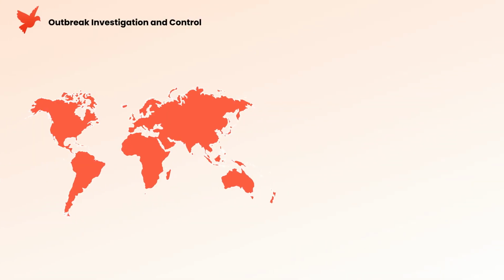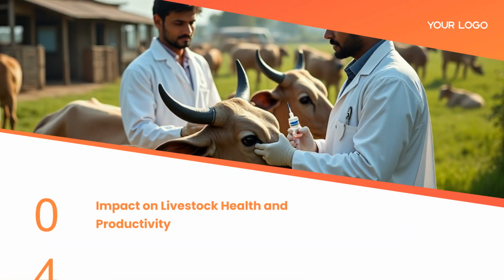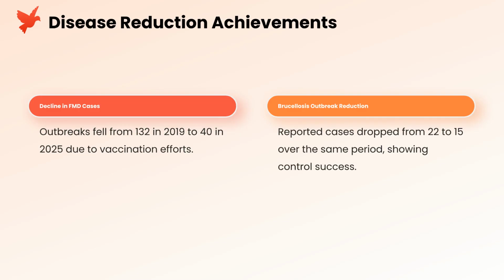Outbreak investigation includes precise virus typing to ensure vaccine matching. Additionally, regulated animal movement through quarantine and checkpoints helps limit the spread of infections. These combined efforts in vaccination, logistics, and surveillance ultimately create a significant positive impact on the health and productivity of India's livestock. The program has achieved notable results.